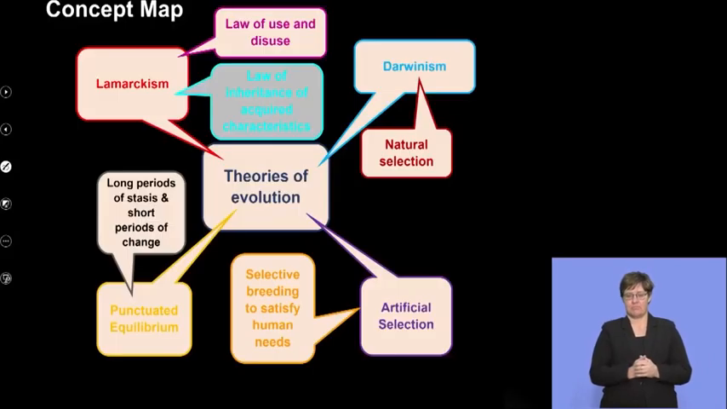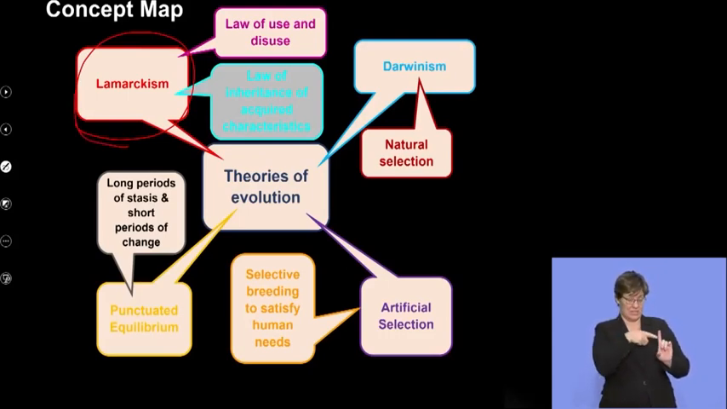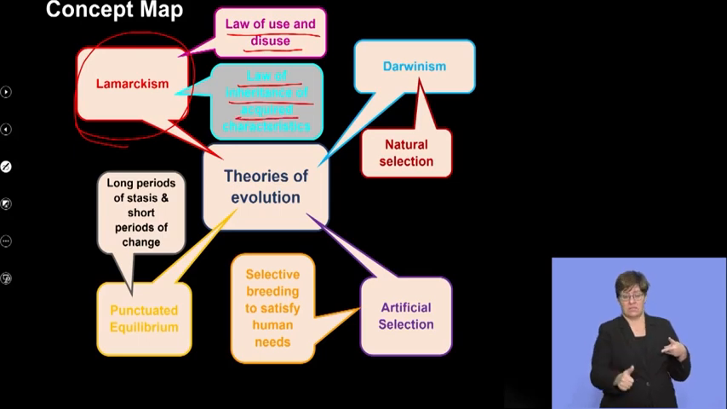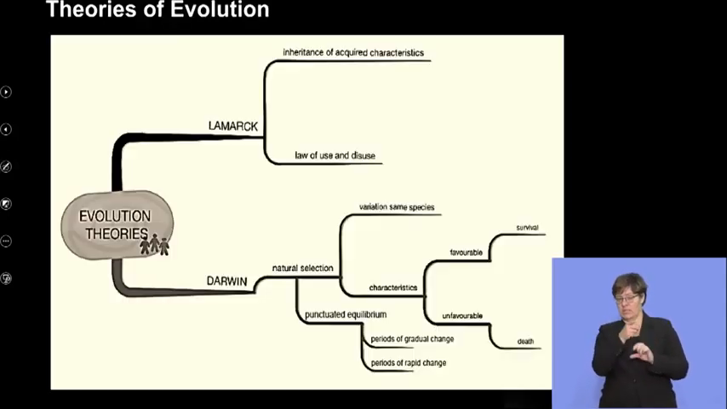Okay, so let's have a look. Now we're going to have a look at Lamarckism. It's a theory that was proposed by a man called Lamarck, and he put forward two laws. The one is called the law of use and disuse, and the other one is called the law of inheritance of acquired characteristics. So now we're going to look specifically at that.